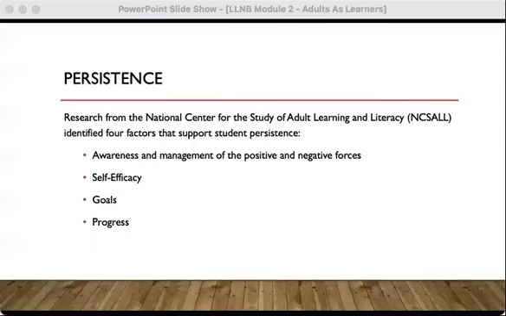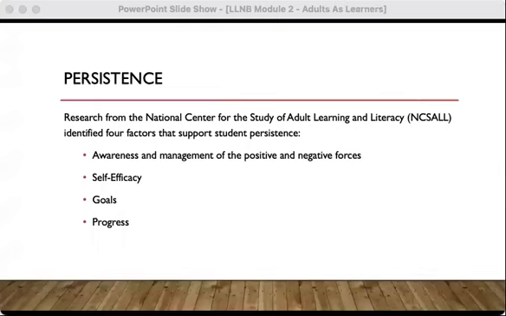Persistence. Research from the National Center for the Study of Adult Learning and Literacy has identified 4 factors that support student persistence. Awareness and management of the positive and negative forces, self-efficacy, goals, and progress. So let's start with the first.